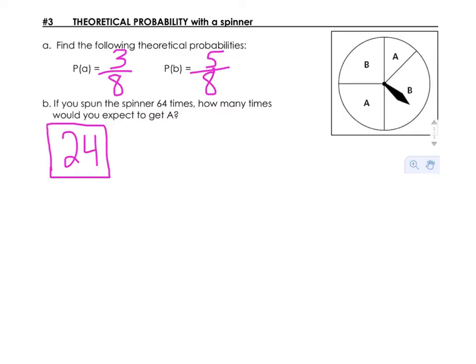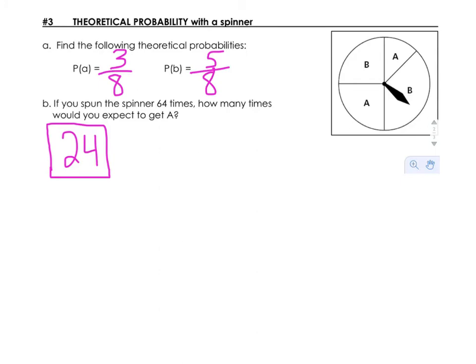Alright, page 3. Again, take a few seconds, compare your answers with the answers that are listed here. Now, I'll demonstrate how to answer questions A and B. We'll start with letter A. Find the following theoretical probabilities.